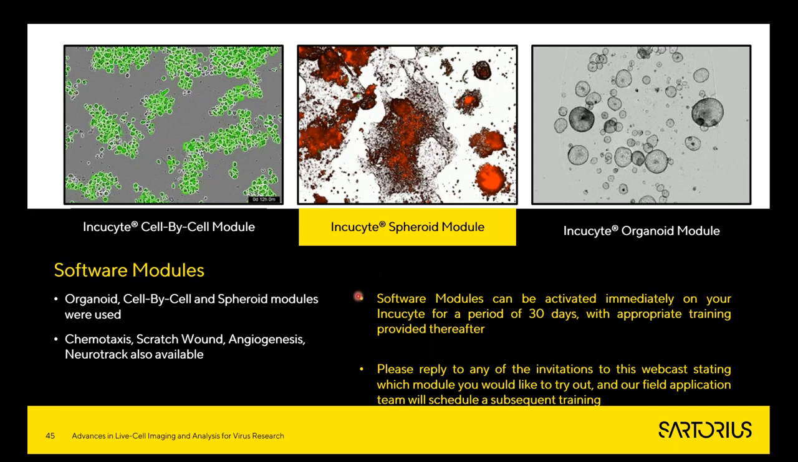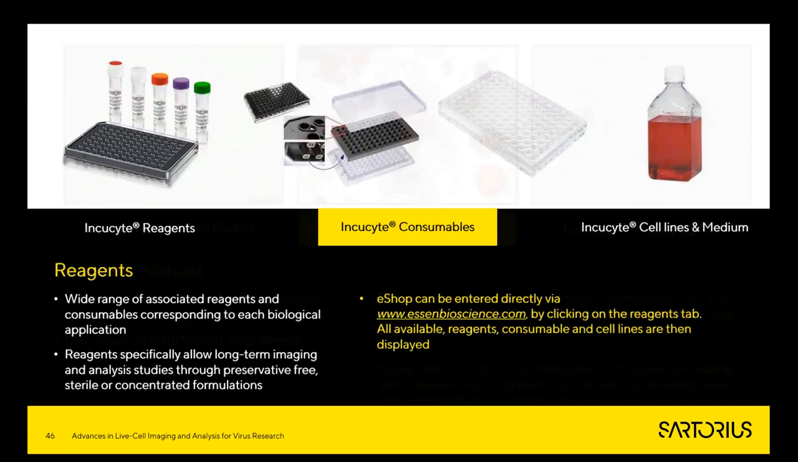Also, just to say, a large number of the data presented during today's webcast were obtained using Incucyte's basic analysis software. But for a few assays, we used the specific software modules on the Incucyte. We've got the cell-by-cell module, the spheroid module, and the organoid module. For those with an Incucyte system who are interested in trying out one of these software modules, you can contact your local technical sales representative to request a 30-day trial period.